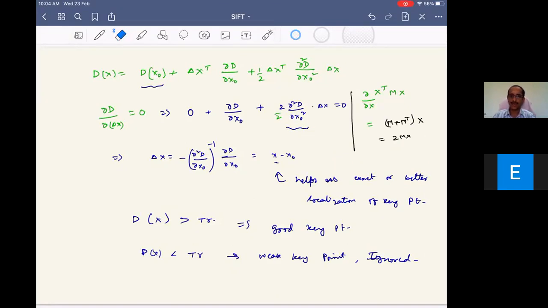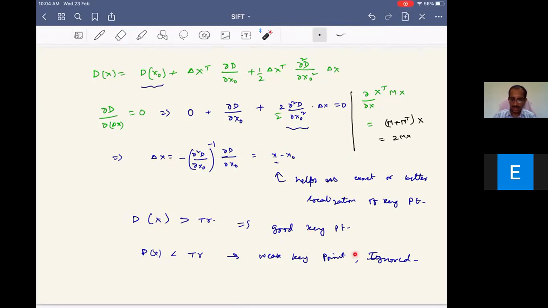Usually, if x, y take only integer values, it is at the pixel level. If x, y take even fractions, then we can consider it as a subpixel level of identification. So what you can see here is that we can get a subpixel level estimation of the exact location of the key point. And at that location, if the difference of Gaussian value is greater than a threshold, we consider that it is a good key point.